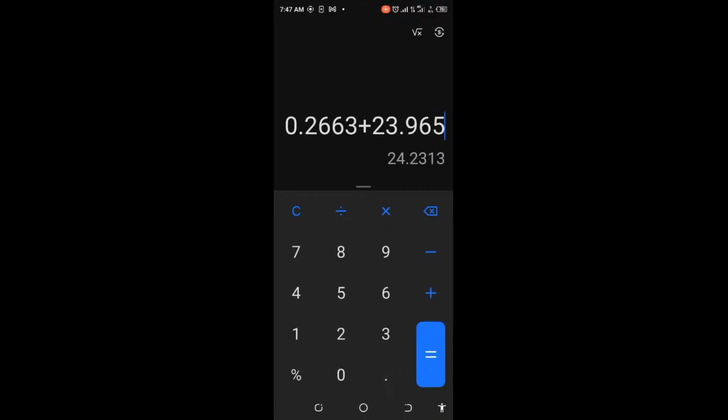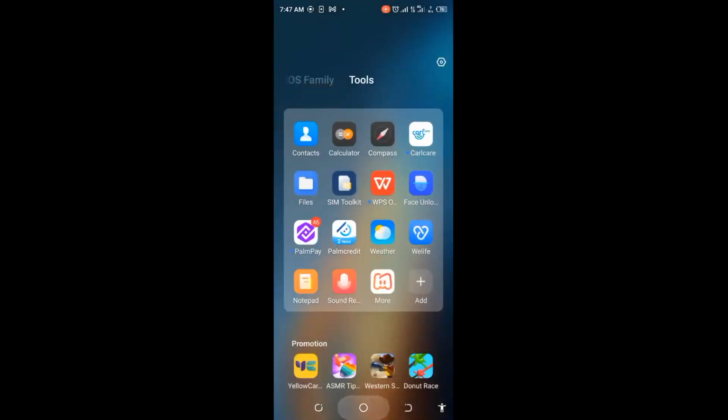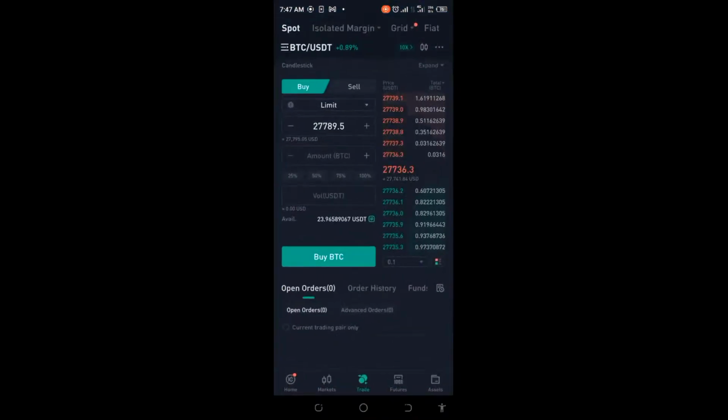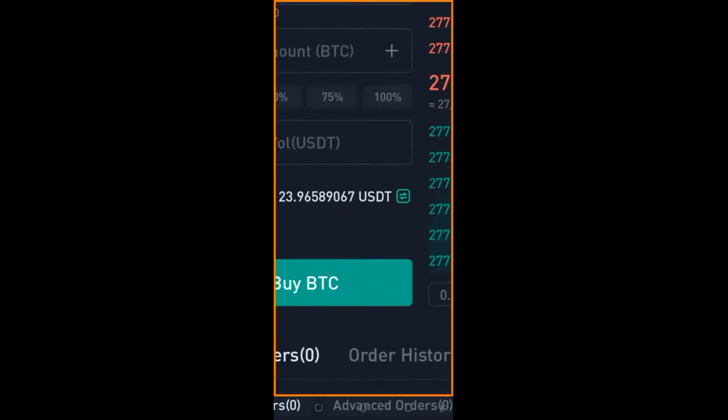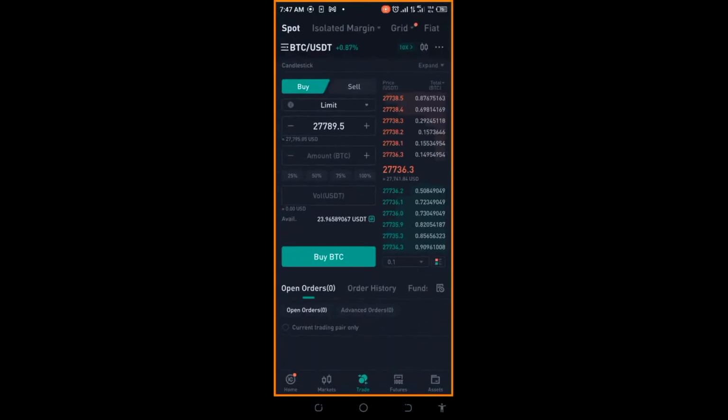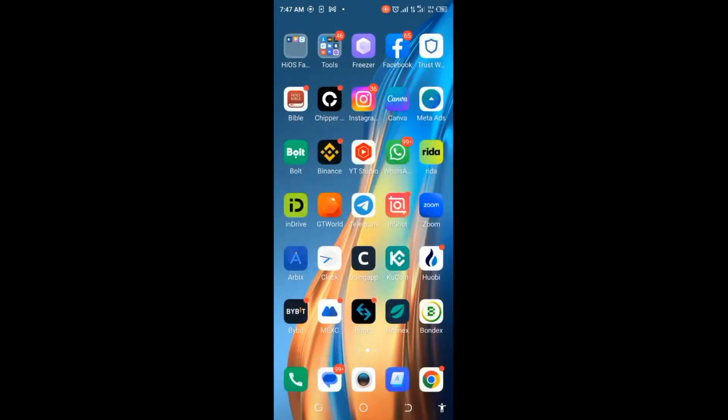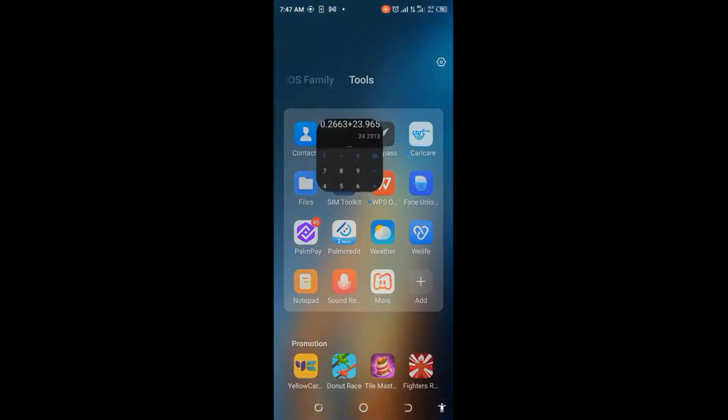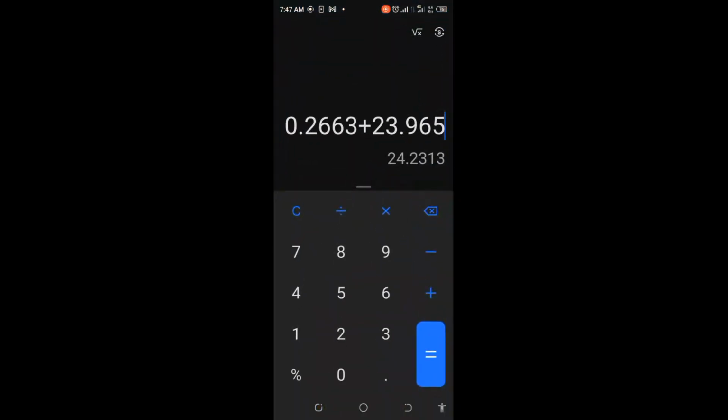23.9658. What was that? Let me go and check so that we don't put values that are not right. What's that? We have, okay, 9658. Okay, I'll just take four figures after that. So 9658. All right. So we actually made, if you see here, we made 24.23. It's still a profit, right? We're still in profit, okay?